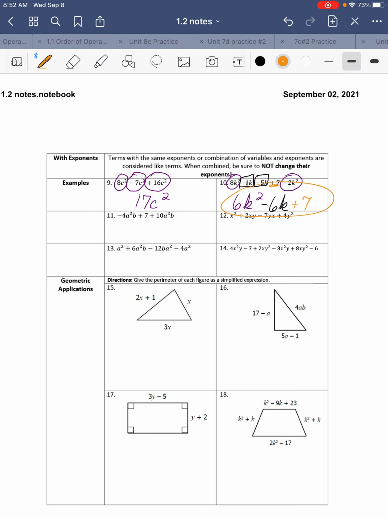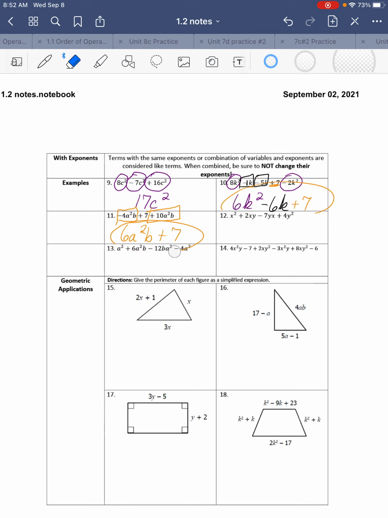Next we have negative 4a squared b's, and we're adding 10 a squared b's. Those are the exact same variables with the exponents on the same exact variables. So that's 6a squared b's, and then the 7 is left over. This is the constant term.